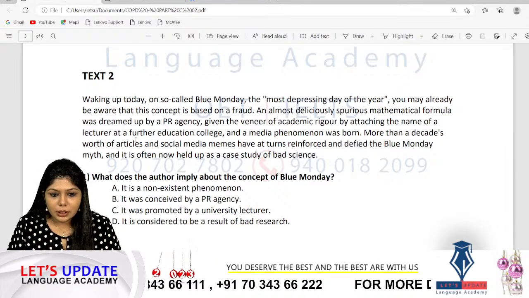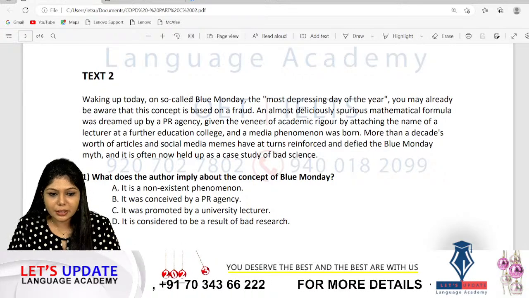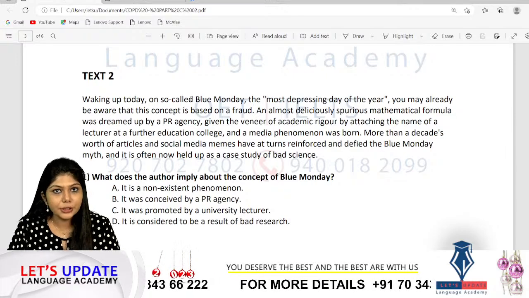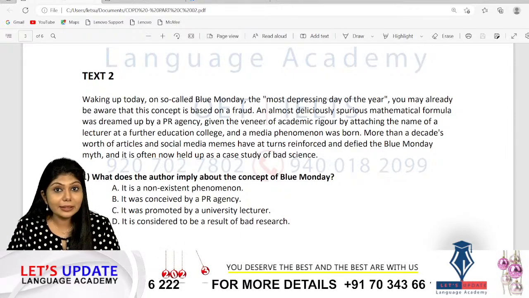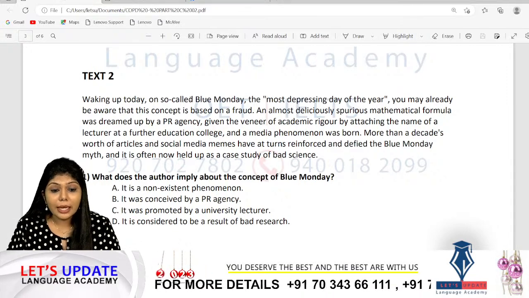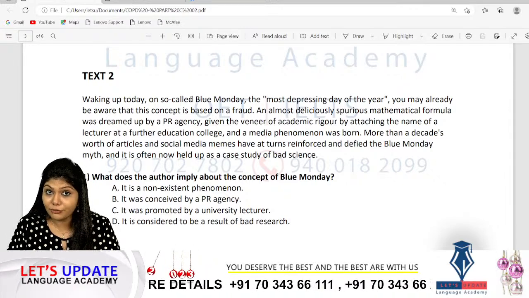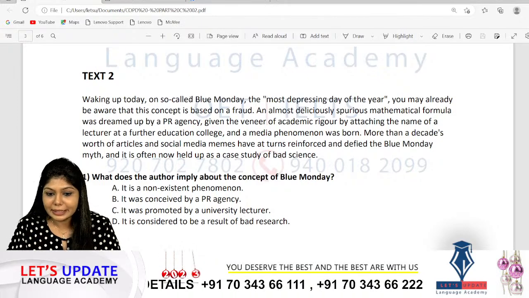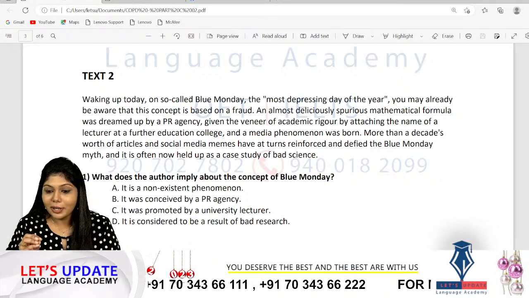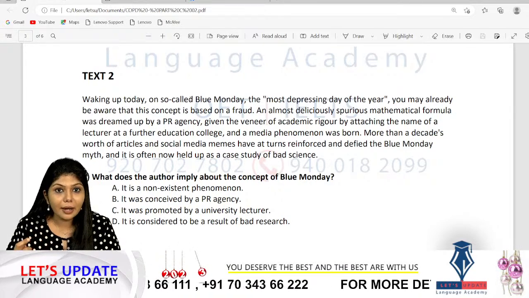So when you go through it, what can you see? When you just start with the sentence, "We waking up today and so-called, okay, Blue Monday," that concept is introduced in the first line, and it is actually described as the most depressing day of the year, and the author has said that you may already be aware of the concept is based on a fraud. Okay, that is the first thing that they're telling, and an almost deliciously spurious mathematical formula called Blue Monday, okay, that is implied, was dreamed up by a PR agency.